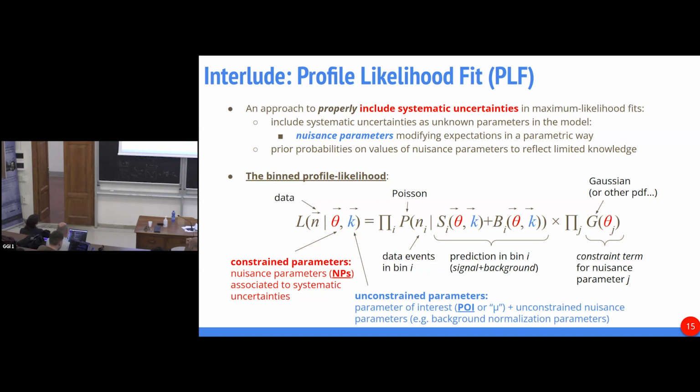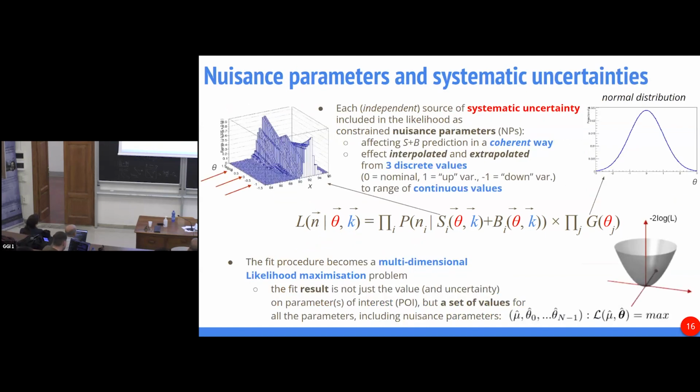And so by doing it, you do the fit once, and you have the full result with all the systematic uncertainties. This is the main concept. So this, in my mind, is the most important advantage of profile likelihood fit.